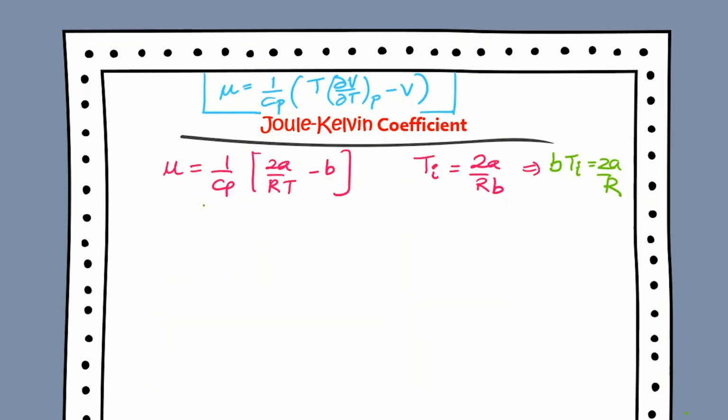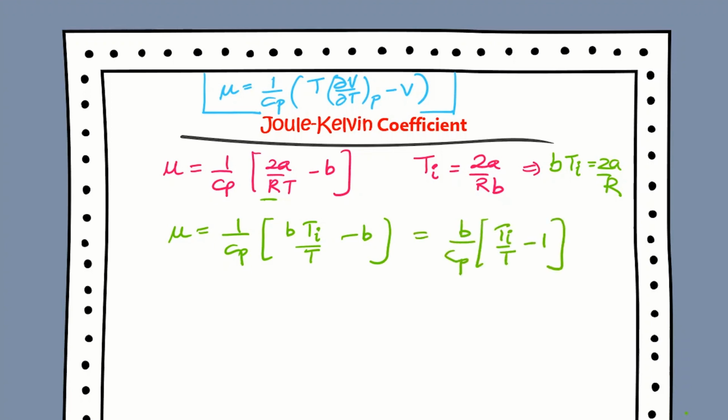So we are having this mu for real gas, and the inversion temperature. We can write this 2A over R here, and we can replace this 2A over R by B Ti. So this mu is 1 over Cp, this B Ti over T minus B. So we can take this B out. So B over Cp times (Ti over T minus 1). So it's the mu in terms of inversion temperature.